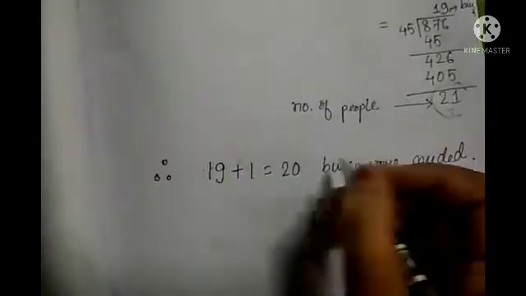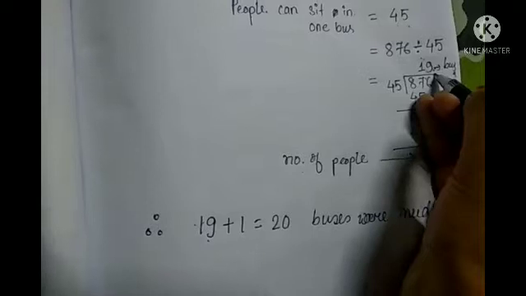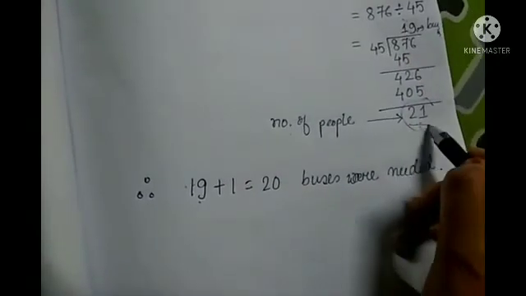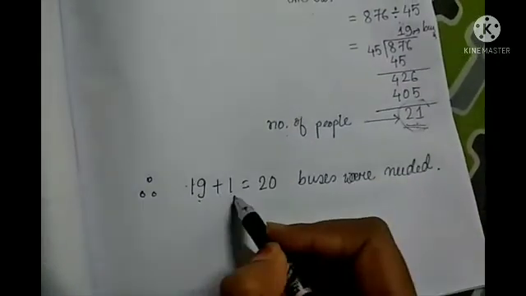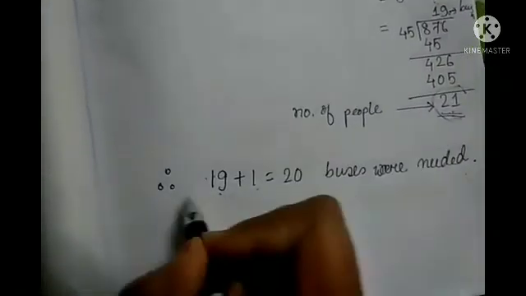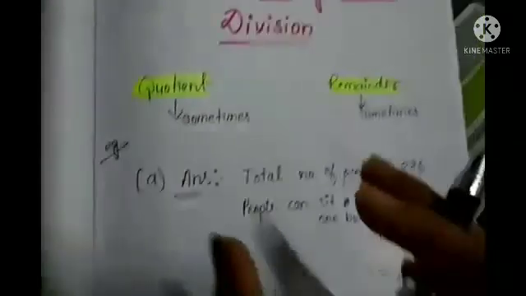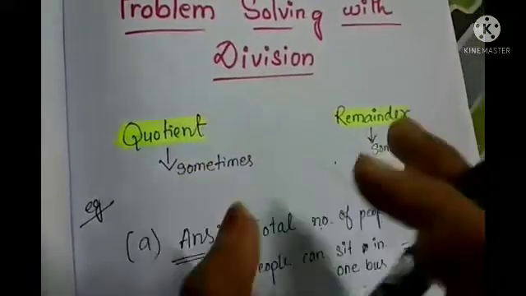Okay, students. In the final statement you have to write like this: 19 as we already got as our quotient, and as 21 are left out, for that we have to add one more bus, so 20 buses were needed. Okay, like this way you have to write the last statement. So our answer is 20. So this is what I told you about.